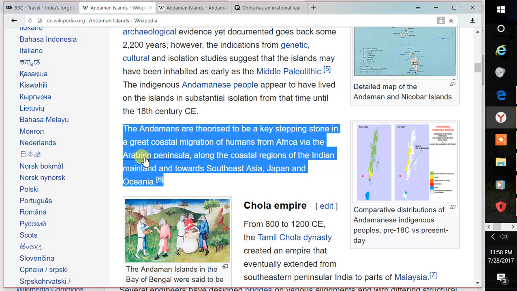Via the Arabian Peninsula along the coastal regions of the Indian mainland and towards Southeast Asia, Japan, and Oceania. So they all admit that the Andamans, right, are the people from Africa, right? Black, that means the Asians, Indian, and everybody else were black. Okay, let me show you where the Andaman Islands are.